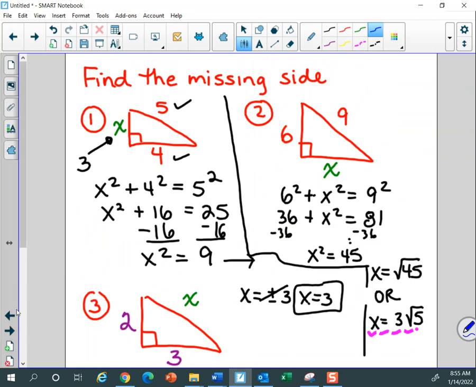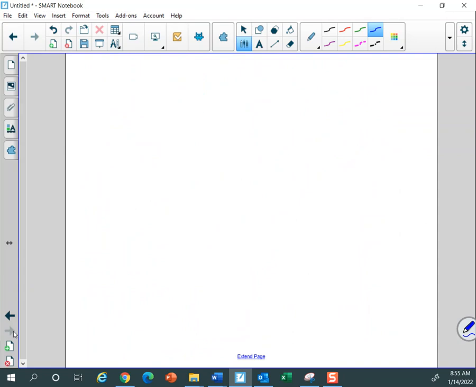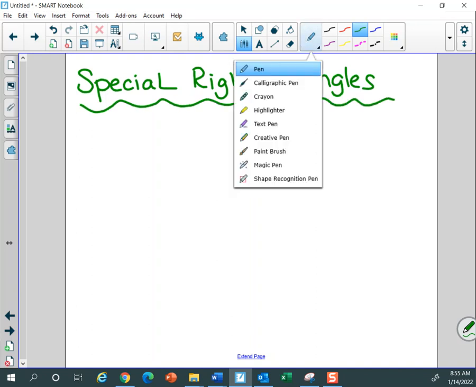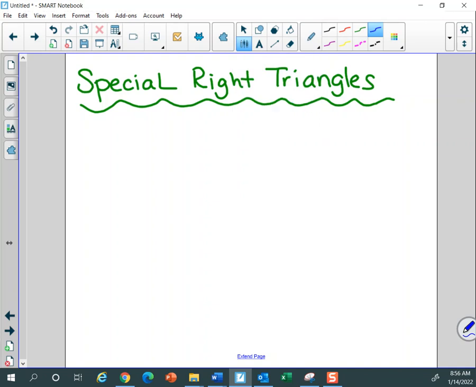Now, in geometry, there were 2 right triangles that were special. Let's talk about those 2 guys now. Special right triangles. And the reason that they're special is because their sides, while they fit the Pythagorean theorem, also have another nice relationship between them that makes it easy to figure out information about the sides of the triangle, and easy to do some of the other things we're going to do with triangles and trig.